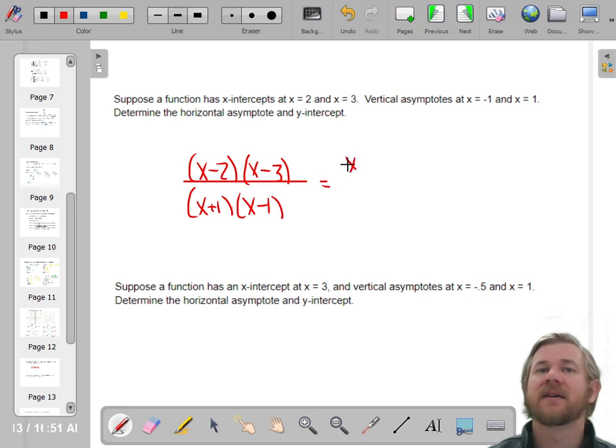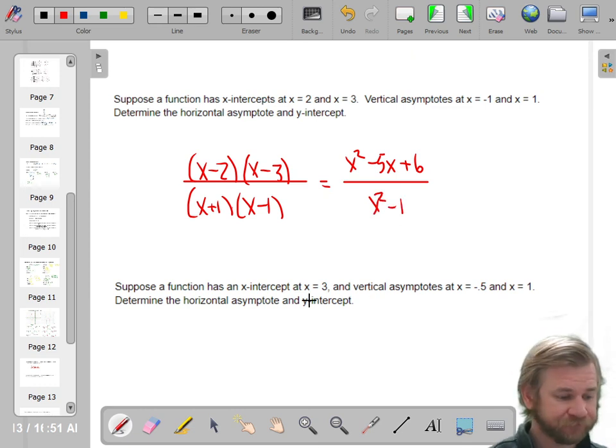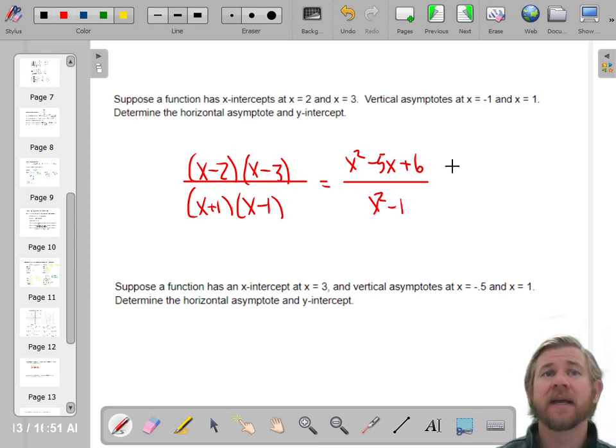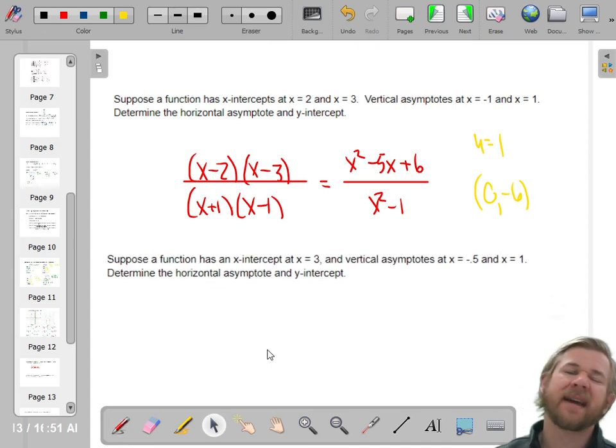Now if you expand this out, you see x squared minus 5x, and then negative 2 times negative 3 is positive 6. In the denominator, that's a difference of squares, so this will be x squared minus 1 if you expand it out. So where would the horizontal asymptote be, and where would the y-intercept be? Well, they have the same degree, so they're both degree 2. That means you divide the leading coefficients, you get y equals 1. And the y-intercept, if you plug in 0, 6 divided by negative 1, the y-intercept will be at 0, negative 6. Let's do one more like that, kind of the same idea.